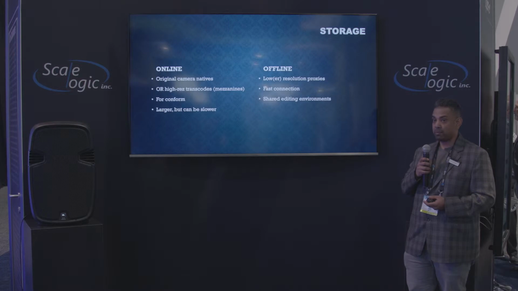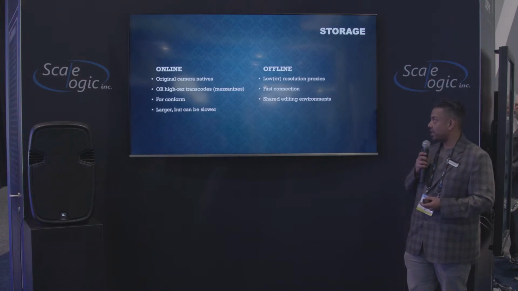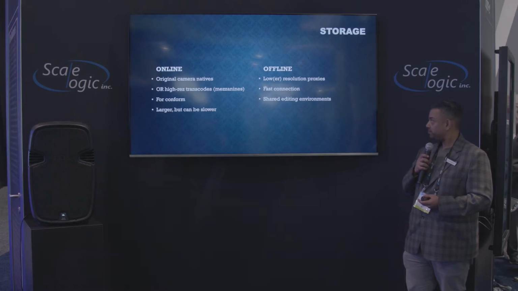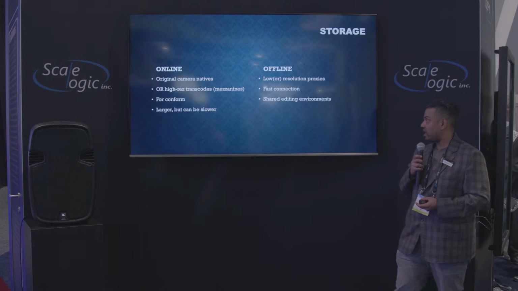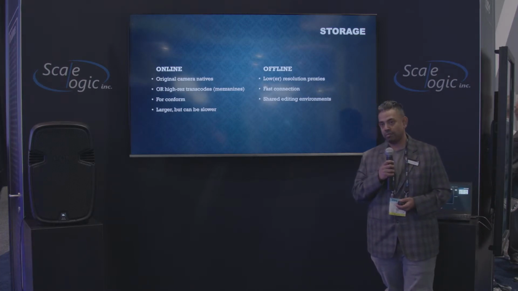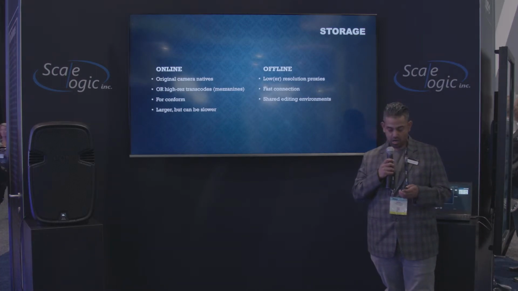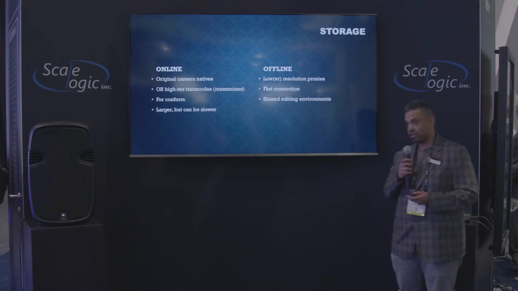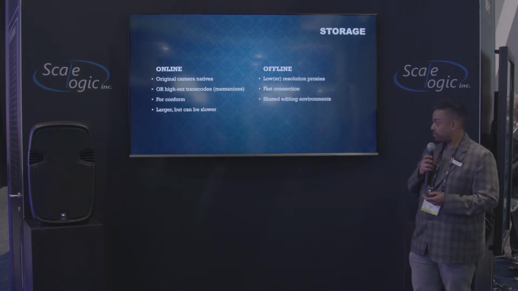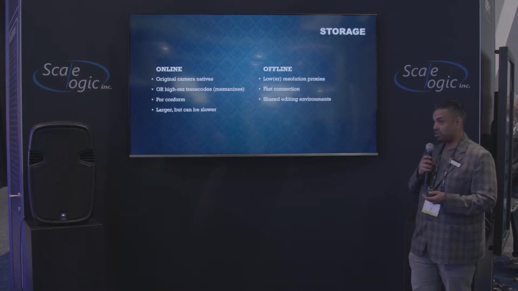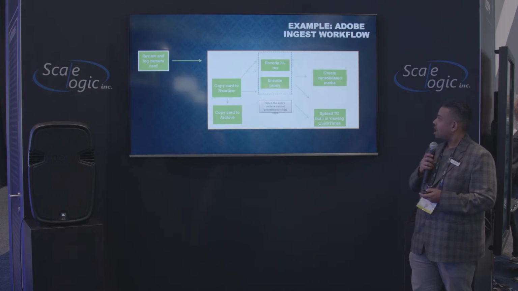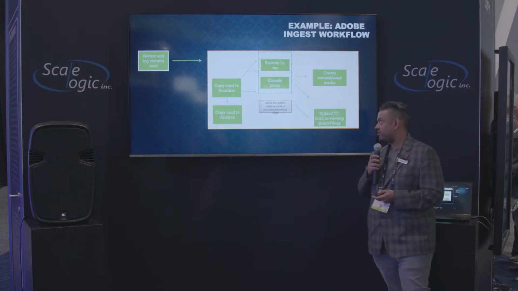It doesn't have to have the same performance as your offline storage necessarily because you'll be editing directly in the proxies. The offline storage needs to have a fast connection. It can generally be something like a Scale Logic whereby it's easily expandable. And this is designed for your lower resolution proxies, but you do need a fast connection. On the Adobe side, like I said, it's very similar.